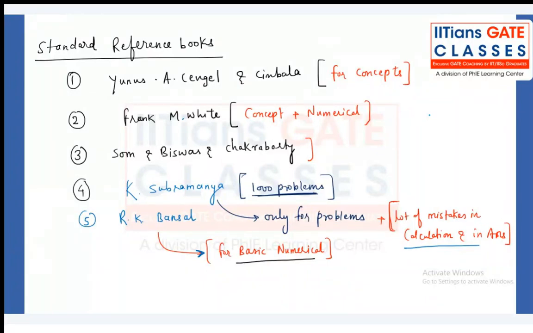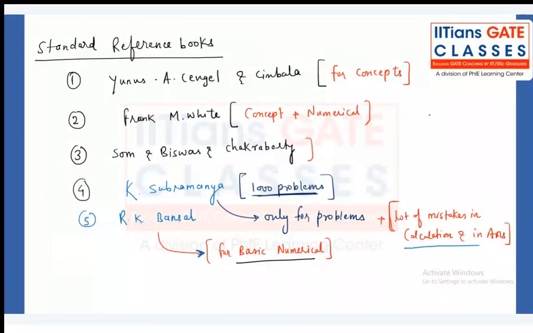So a standard reference book, the first book is a famous book. Everybody must be aware of that: Cengel and Cimbala. This book is basically for concepts and numericals. Both you can follow. Then we have the second book, that is Frank M. White. This is the most fundamental book for fluid mechanics and has a good number of numericals. That means high standard numericals are given in this particular textbook. Right. Then third we have S.K. Som and Biswas and Chakraborty. That is also one of the fluid mechanics and hydraulic machines books, by IIT Kharagpur professors.